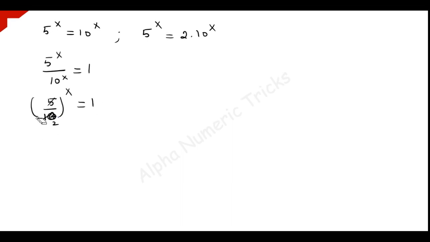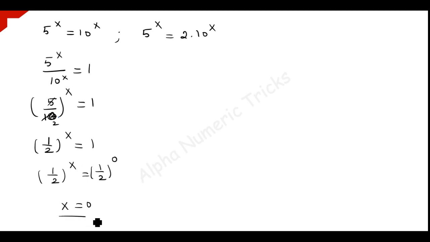This term can be written as 1 by 2 whole to the power x is equal to 1, or you have 1 by 2 whole to the power x is equal to 1 by 2 to the power 0, that is equal to 1. So compare, base is same, we can equate the powers. So we get x is equal to 0. One value for x is 0.